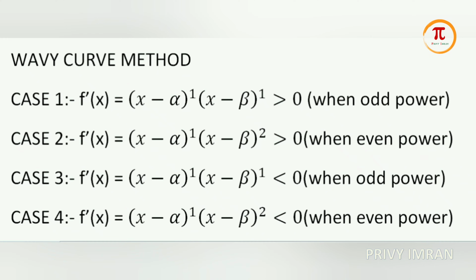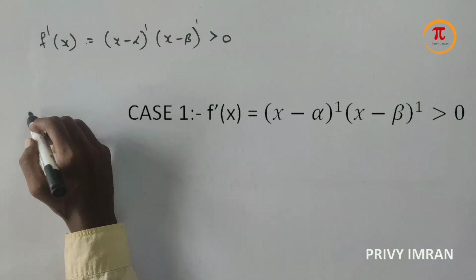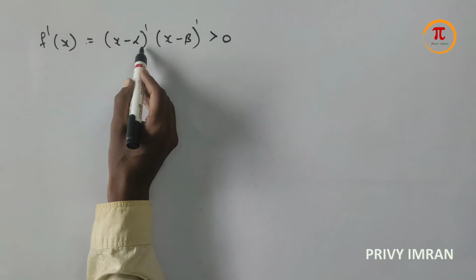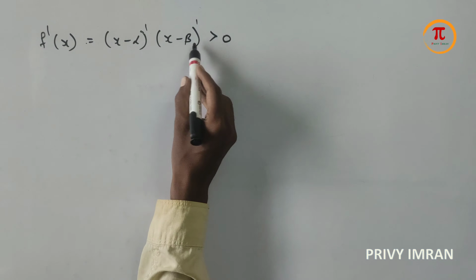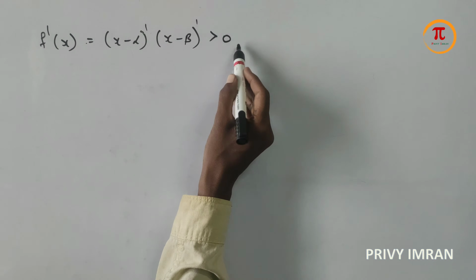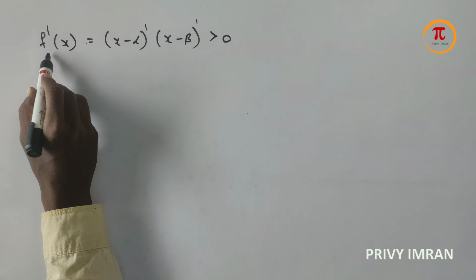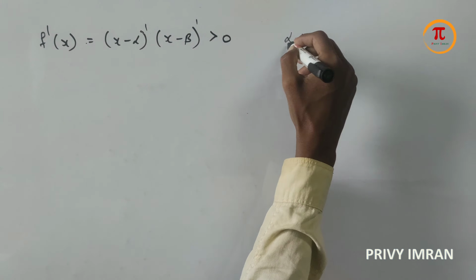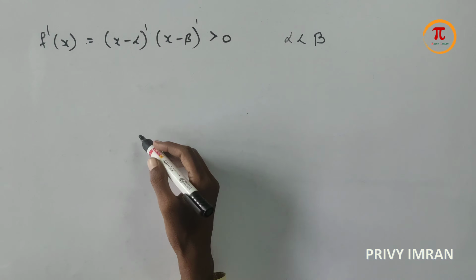Today let us learn about the wavy curve method. To explain the wavy curve method, first of all let me consider f dash of x equal to (x minus alpha) whole power 1 into (x minus beta) whole power 1 is greater than 0, where f dash of x represents first order differentiation. Here let me consider alpha is less than beta.